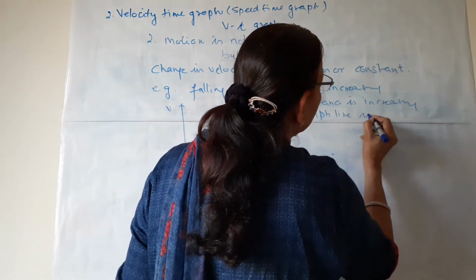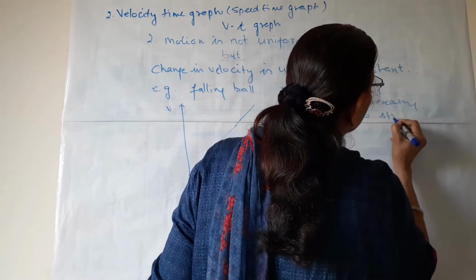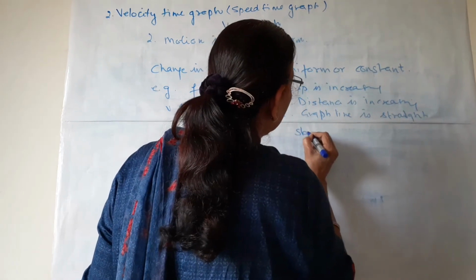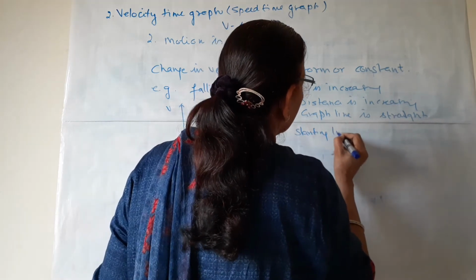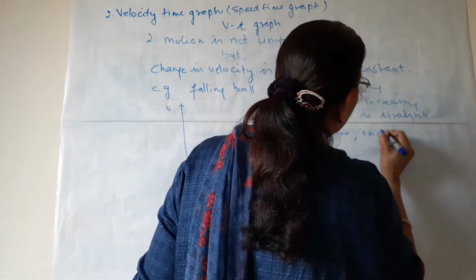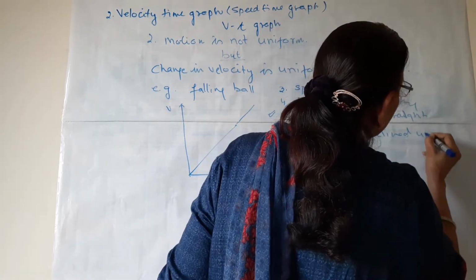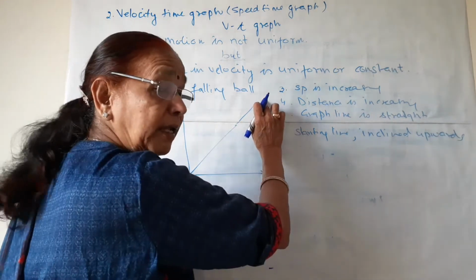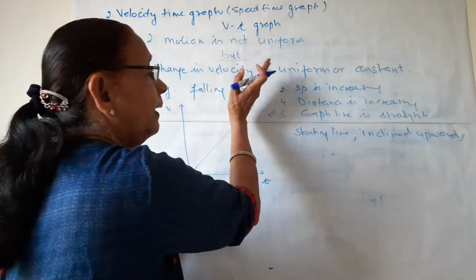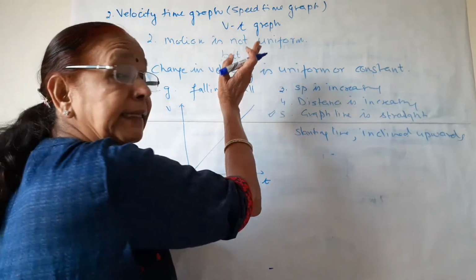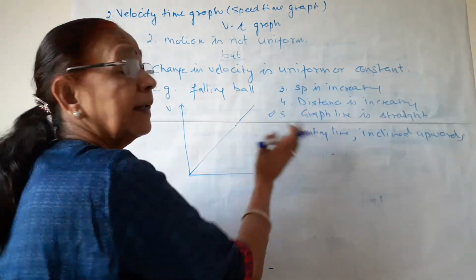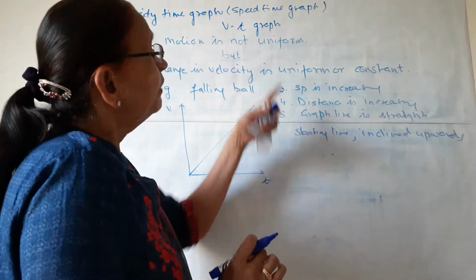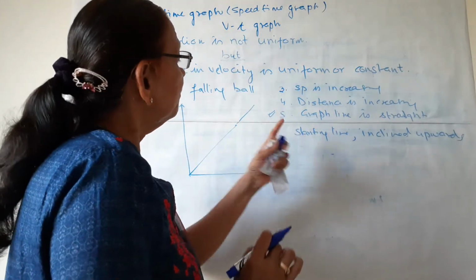Graph line is straight slanting line, inclined upwards. What is this? Graph line is straight slanting line, inclined upward, going in this direction. A straight slanting line is this. So this point we can write on the top also. So these are 5 points.